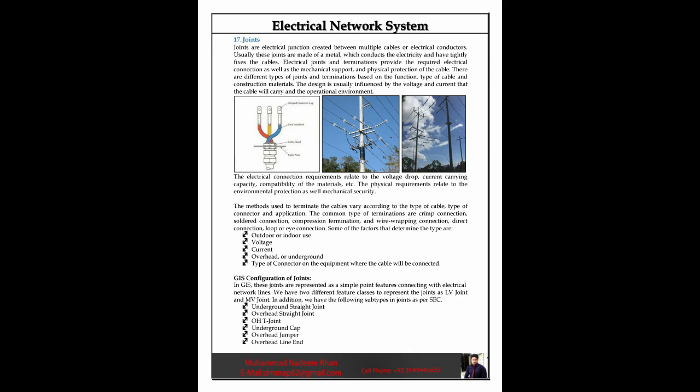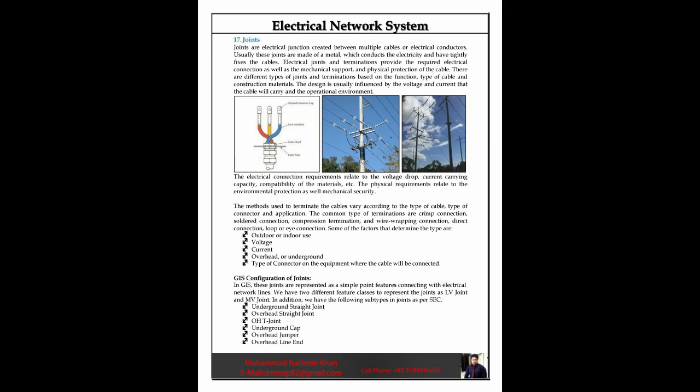Some of the factors that determine the type are outdoor or indoor use, voltage, current, overhead or underground, and type of connector on the equipment where the cable will be connected. GIS configuration of joints: in GIS, these joints are represented as simple point features connecting with electrical network lines.